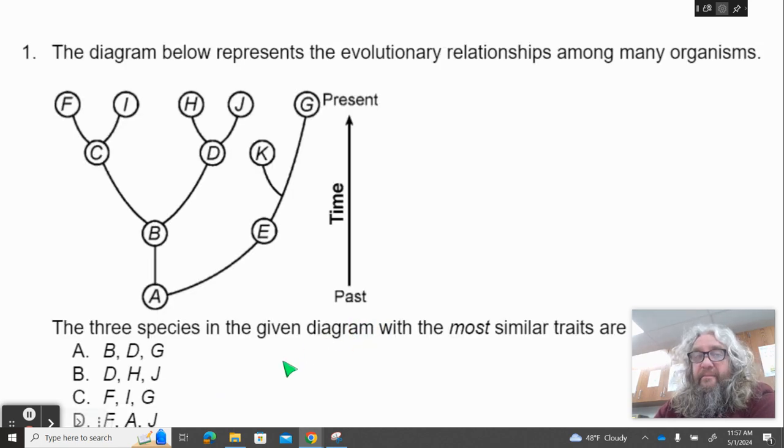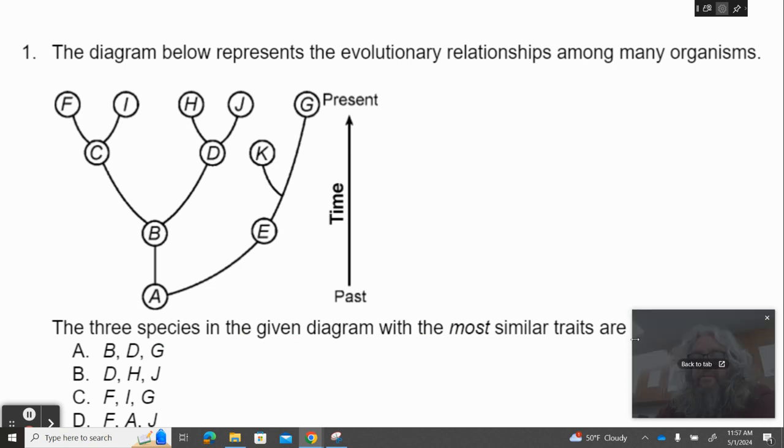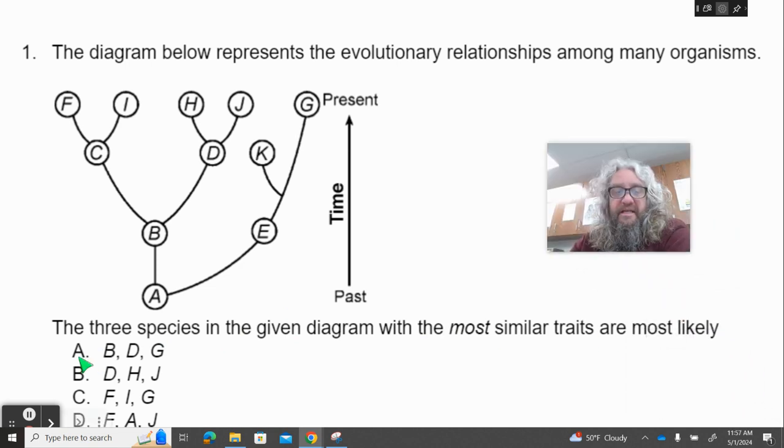The diagram below represents the evolutionary relationships amongst many organisms. The three species in the given diagram with the most similar traits are most likely A, B, D, and G. Answer choice B, D, H, and J. Answer choice C, F, I, and G. Or answer choice D, F, A, and J.